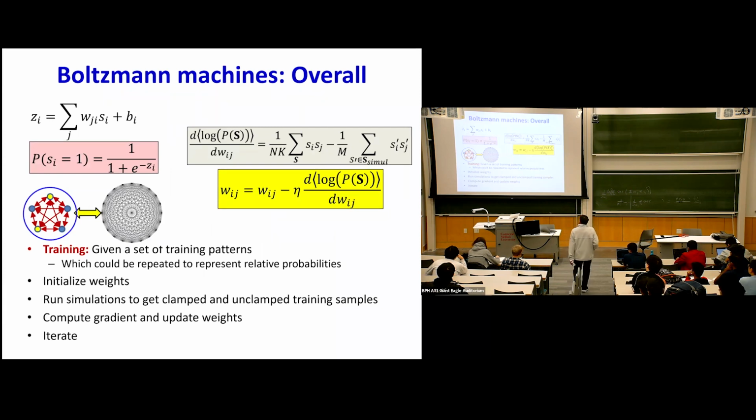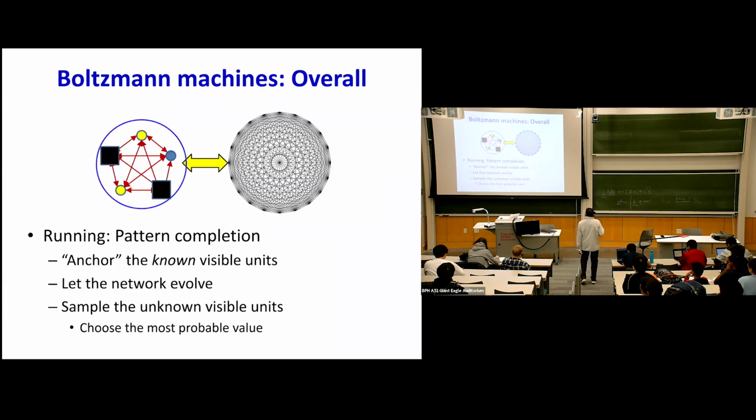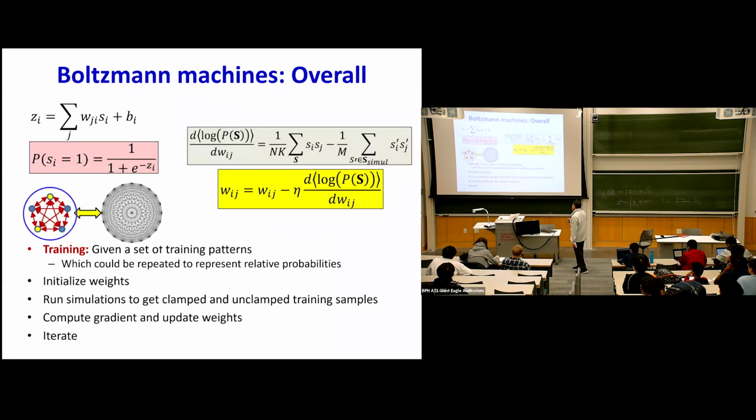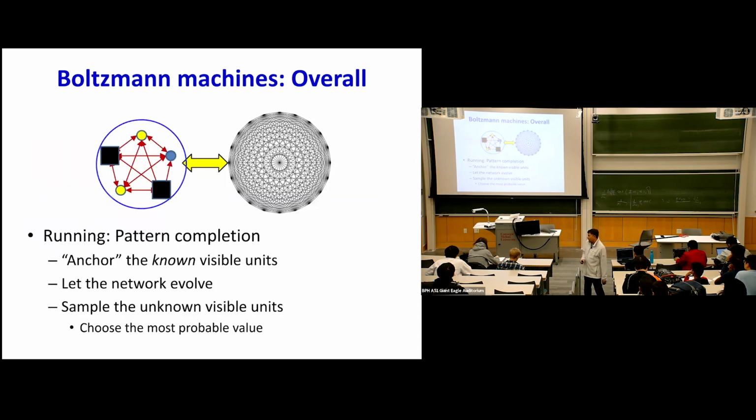So now, this is again the training procedure. Given a set of training patterns, initialize the weights, then fix this, let these things evolve according to this equation, take a snapshot, then unclamp this, let the entire network run according to this update rule, and take a snapshot. The difference between the two outer products is the gradient that you'll use to update the network.